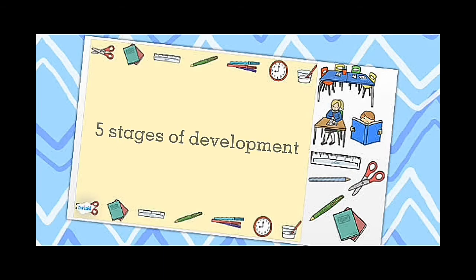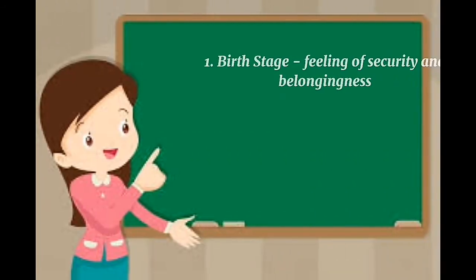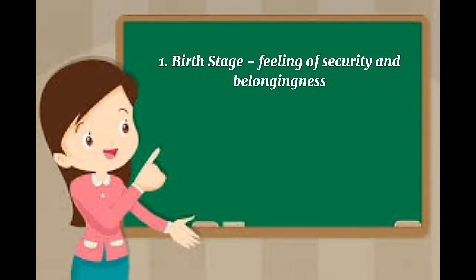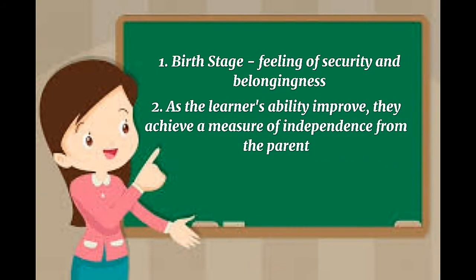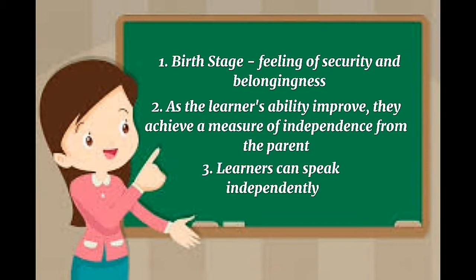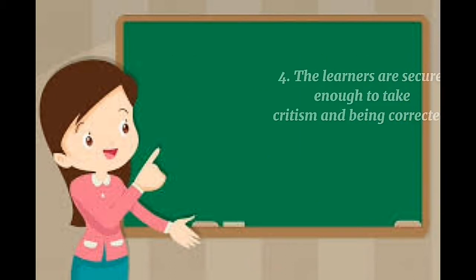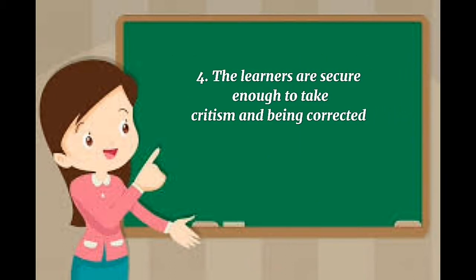There are 5 stages of development. In the first, the birth stage, feelings of security and belonging are established. In the second, as the learner's ability improves, the learner, like a child, begins to achieve a measure of independence from the parent. With the third, the learner speaks independently and may need to assert his or her own identity, often rejecting and asking for advice. The fourth stage sees the learner as secure enough to take criticism.